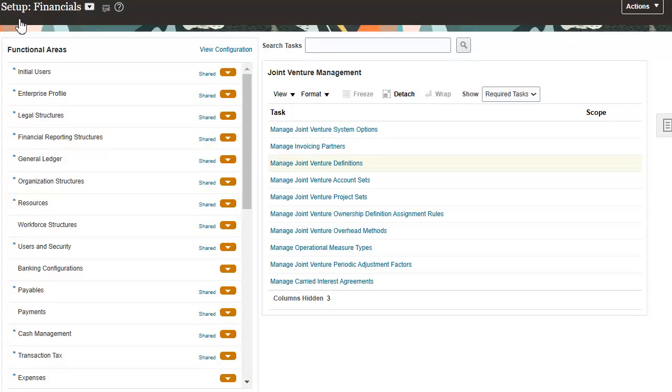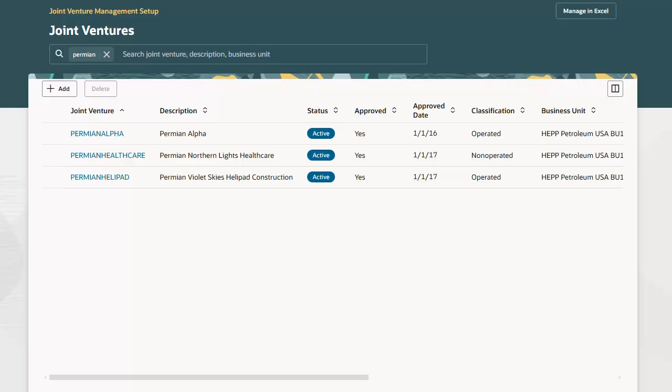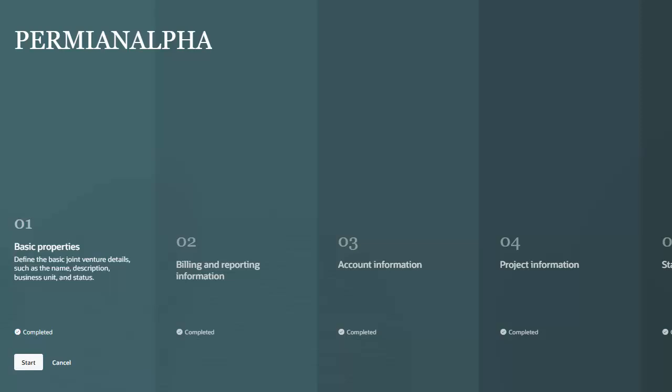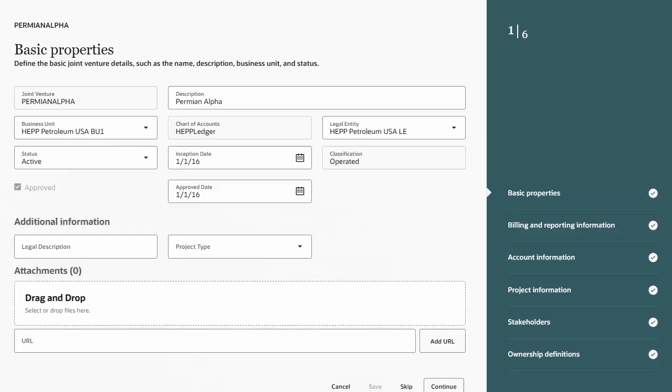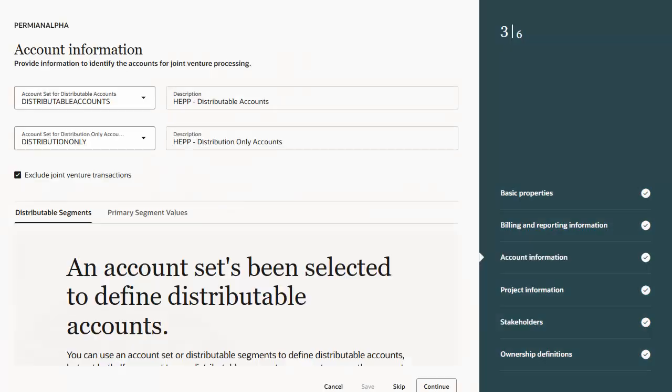Next, let's look at the joint venture definition. For the joint venture Permian Alpha, to see the use of the account sets for distributable accounts and distribution-only accounts. Here's the basic properties page for the joint venture. Next, let's click Account Information in the pane on the right side to review the accounts that have been specified for processing by the joint venture.